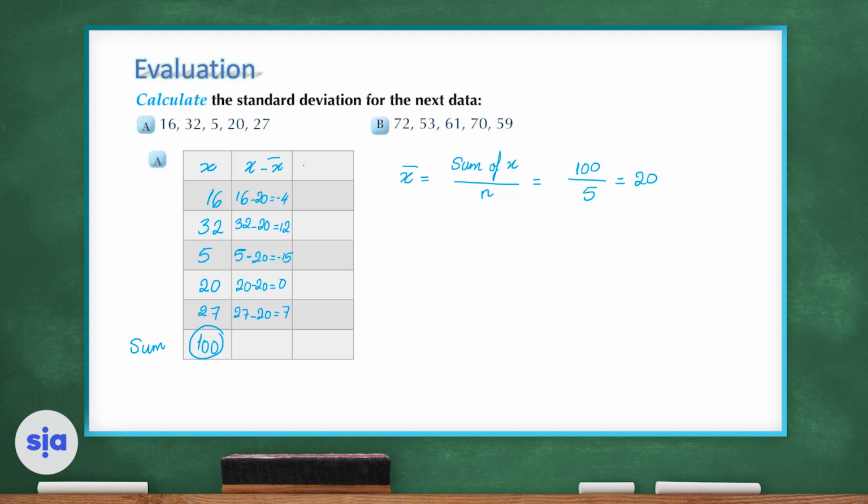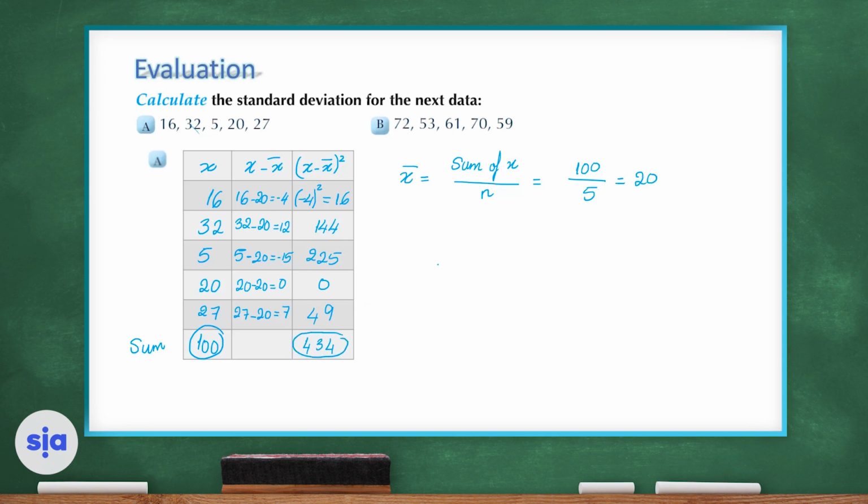In the third column, it's x minus x bar all squared. So it's negative 4 all squared, which is 16. 12 all squared is 144. Negative 15 all squared is 225. 0 squared is 0, and 7 squared is 49. This column, I need its sum. So its sum will be 434.